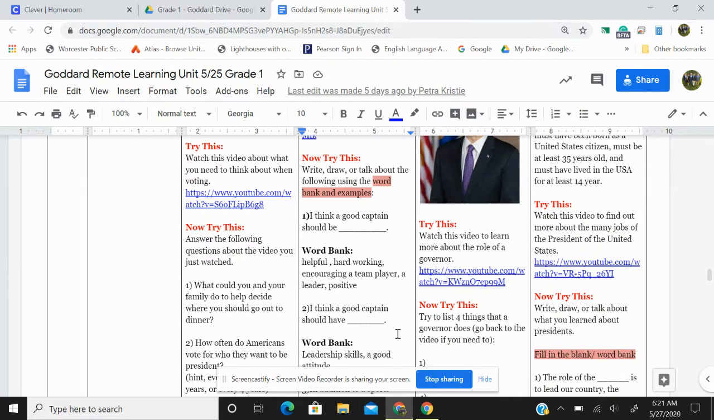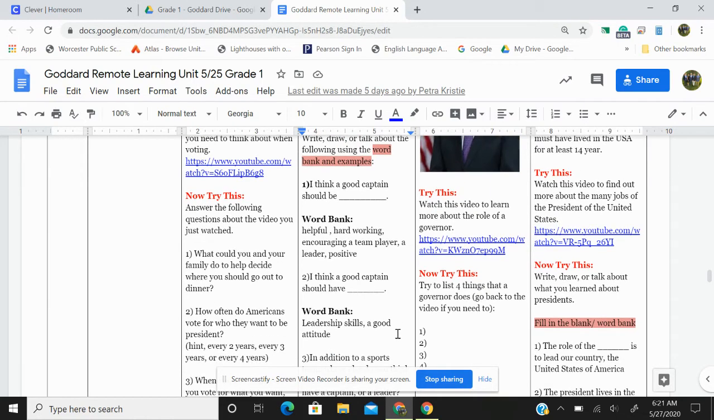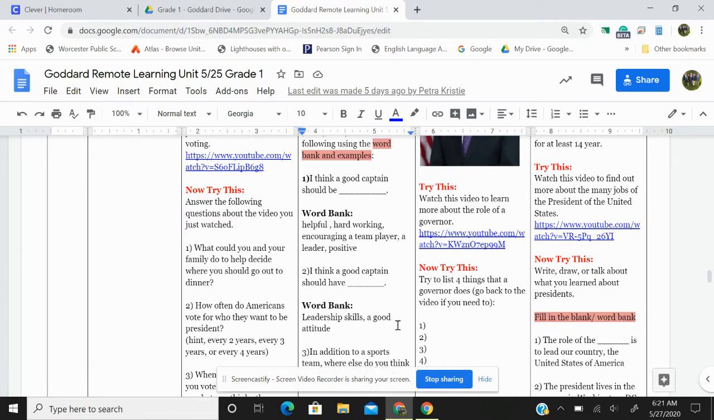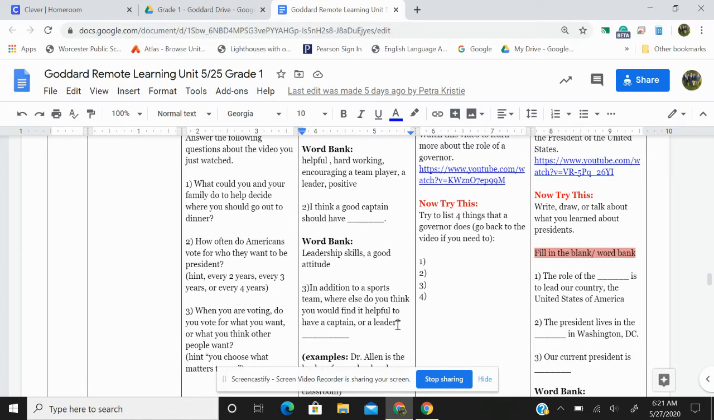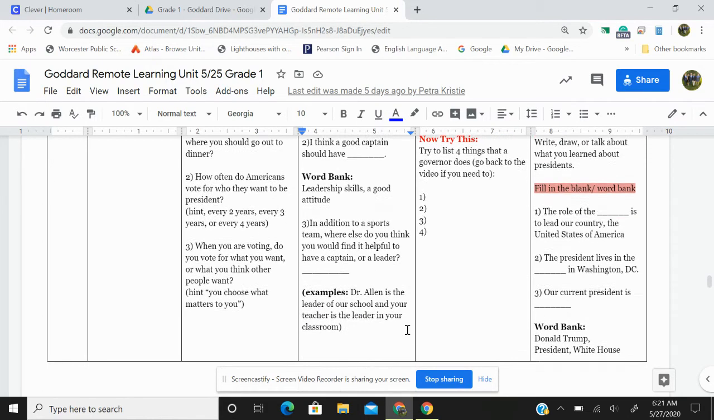I think a good captain should have blank. And here's a word bank. Leadership skills, a good attitude. 3. In addition to a sports team, where else do you think you would find it helpful to have a captain or a leader? Here's an example. Dr. Allen is the leader of our school, and your teacher is the leader in your classroom.